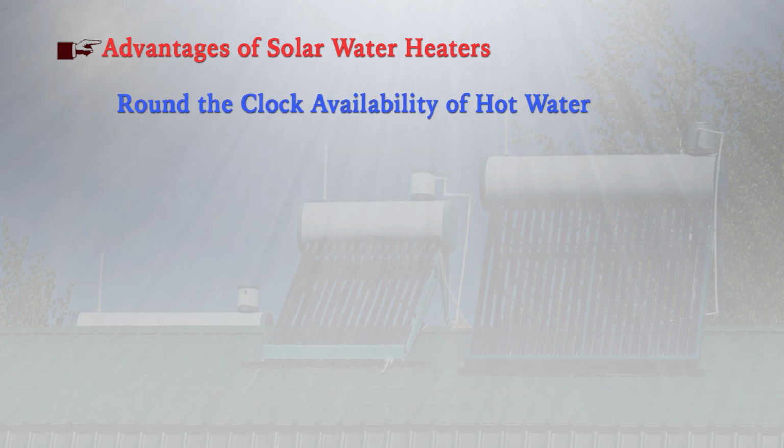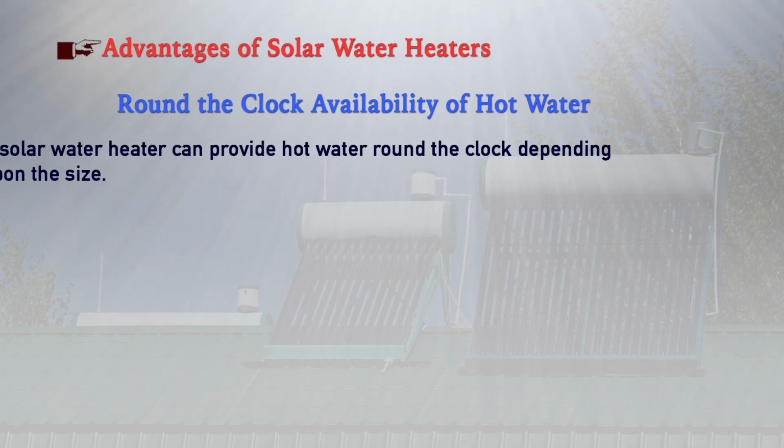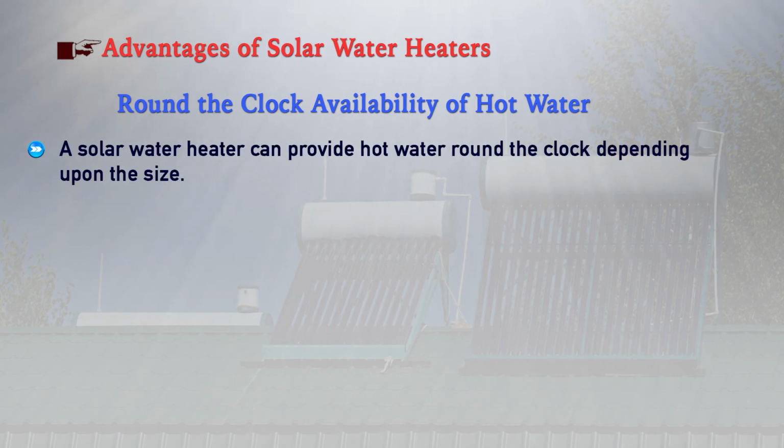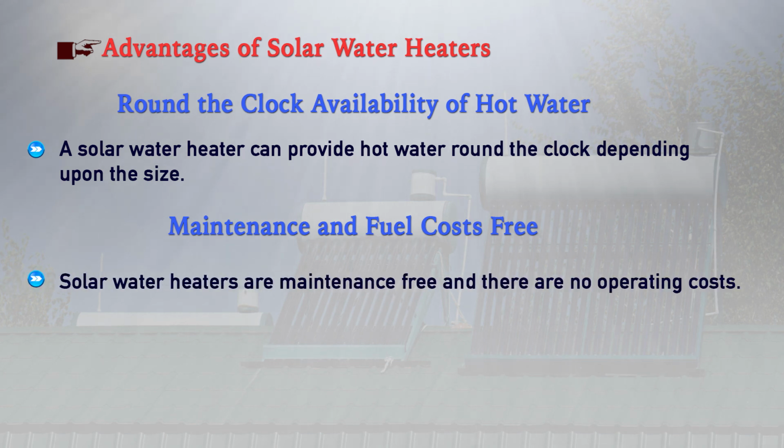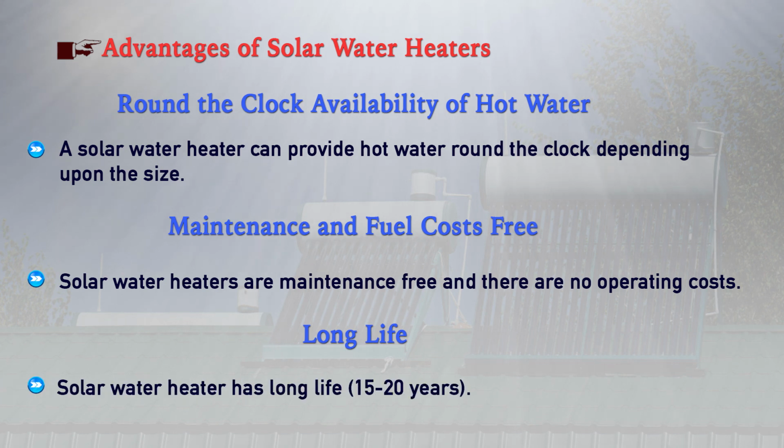The next advantage is round the clock availability of hot water. A solar water heater can provide hot water round the clock depending upon the size. Another main advantage is that maintenance and fuel costs are free. Solar water heaters are maintenance free and there are no operating costs. In terms of life, a solar water heater has a long life of nearly 15 to 20 years.